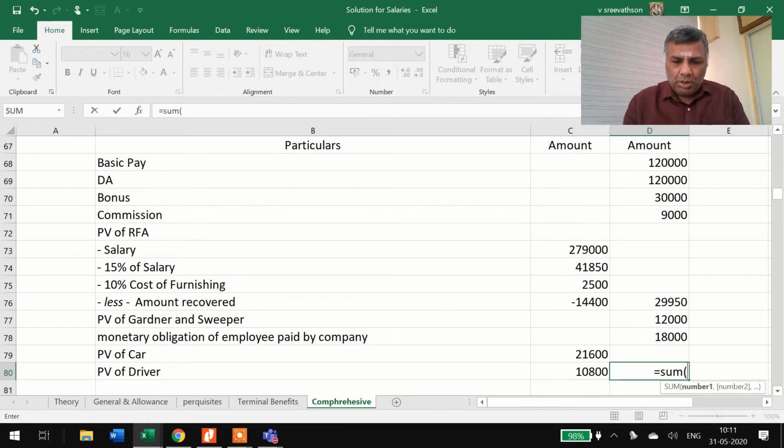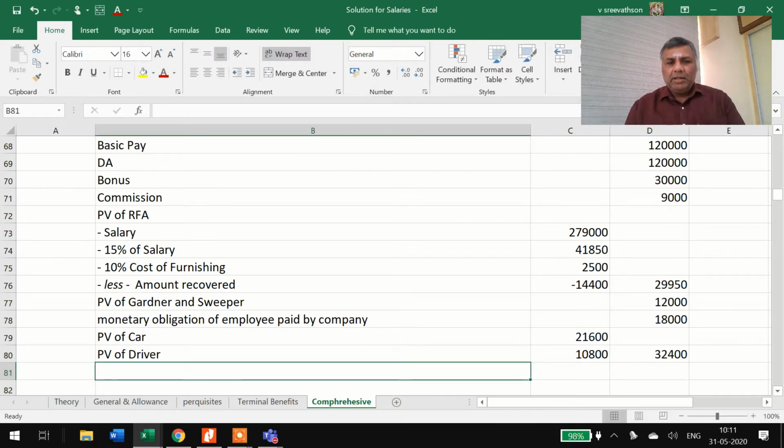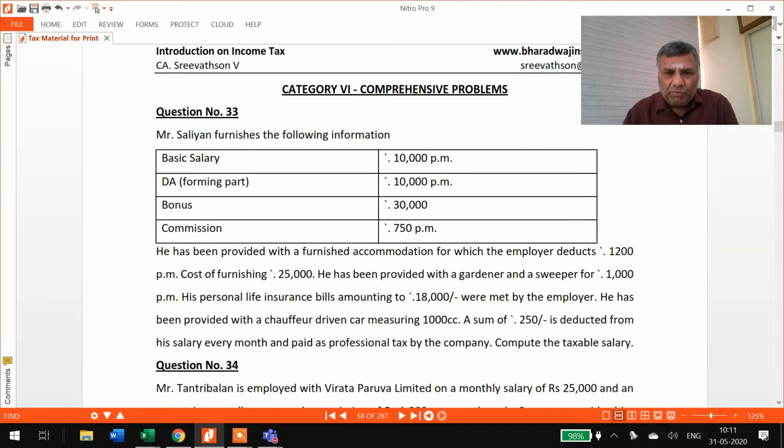So my dear friends, the total will be 32,400. The chauffeur-driven car is provided. For car 21,600, for driver 10,800. You can have it as two different things also, or total as 32,400.